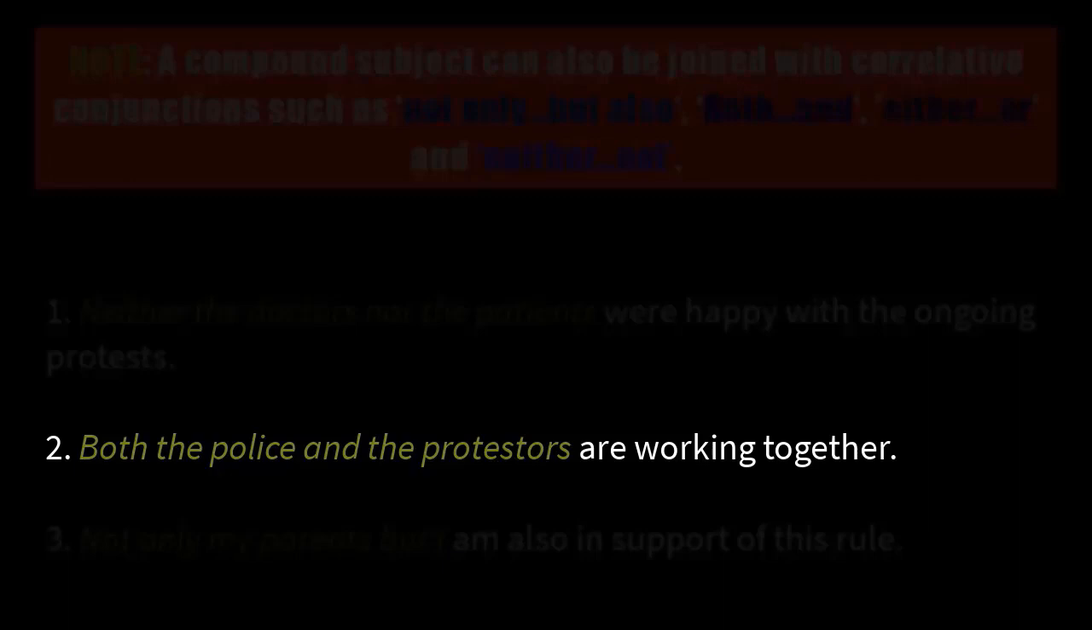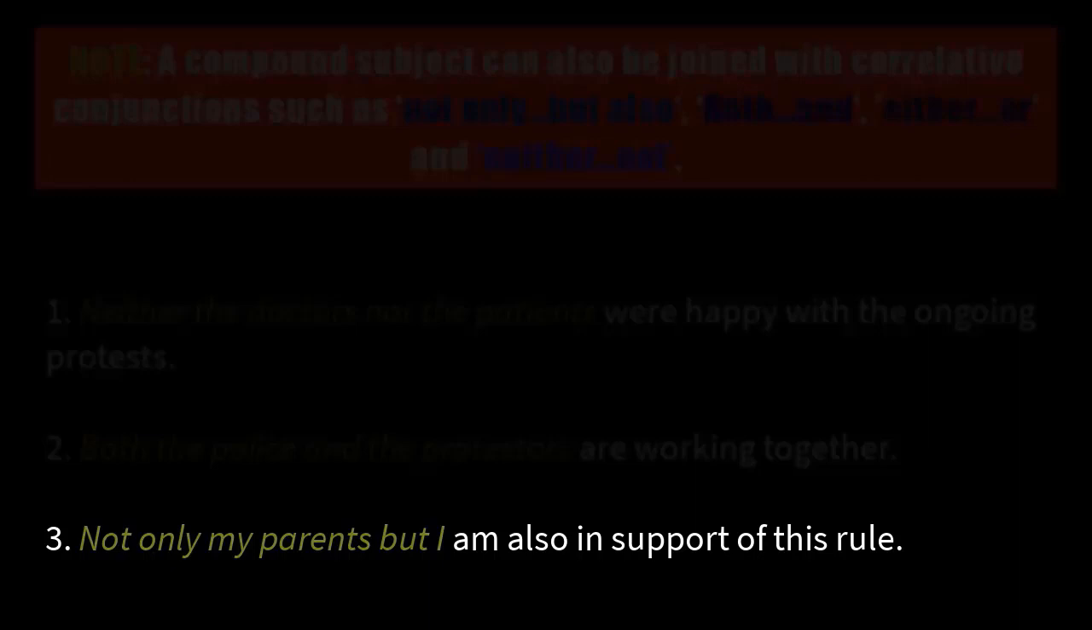Both the police and the protesters are working together. Both X, which is the police, and Y, the protesters, are working together. Here you have a compound subject, which is both the police and the protesters. Not only X, which is my parents, but Y, which is I: not only my parents, but I am also in support of this rule.